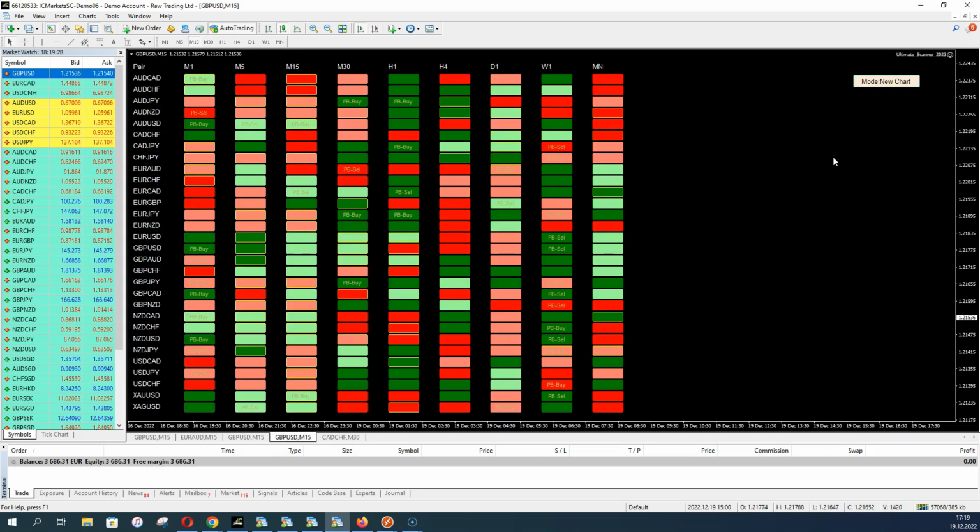And this we can do with the alerts from the Ultimate Scanner. In this way, we click here on this mode button. It changed now to set alerts. And then we go here to CAD Swissy on the M30 button. We click once, and then you can see it says S sell. This means you will get an alert if there is a strong sell trend. So the Ultimate Scanner will give you an alert by email, by push notification on your mobile phone, and a desktop alert as soon as it finds a strong sell trend on the CAD Swissy.